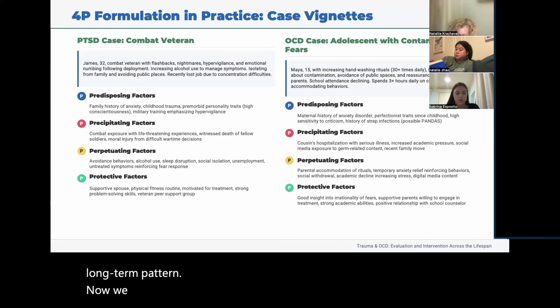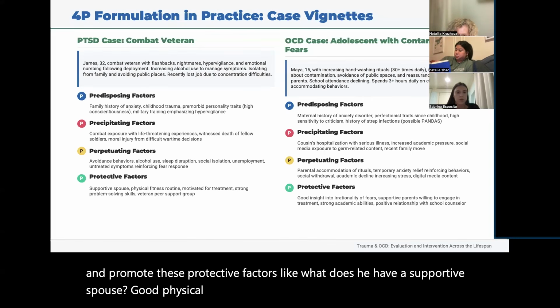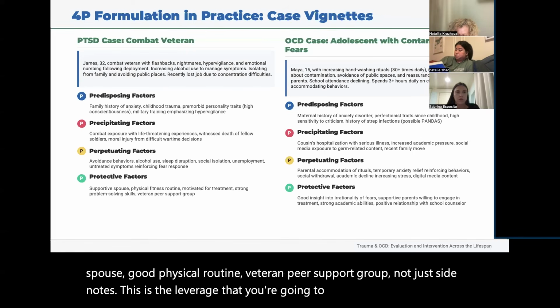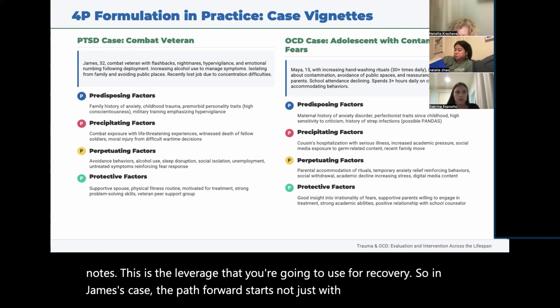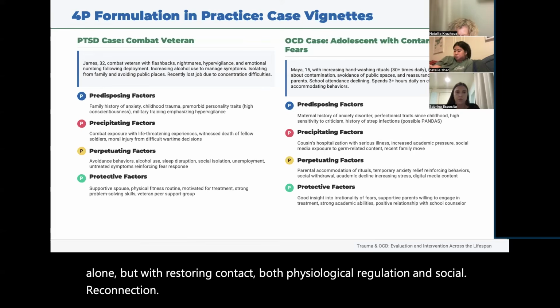Now, we don't want to throw it all down the drain. We want to capitalize and promote these protective factors. Does he have a supportive spouse, good physical routine, a veteran peer support group? Not just side notes, this is the leverage that you're going to use for recovery. So in James's case, the path forward starts not with symptom management alone, but with restoring contact, both physiological regulation and social reconnection.